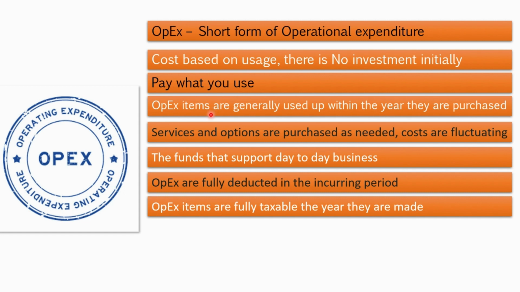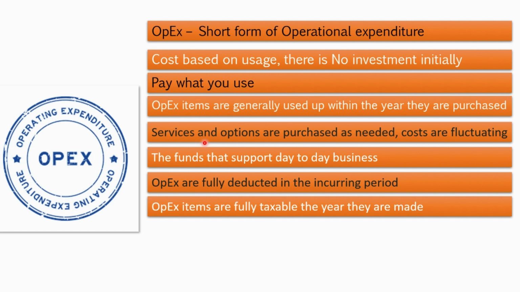OpEx items are generally used up within the year they are purchased. Say, for example, you will have monthly billing or yearly billing for the subscription, whatever you have under a cloud service provider. Those expenditures are called OpEx items. The services and options are all purchased as needed. Costs are fluctuating. Those expenditures come under OpEx.